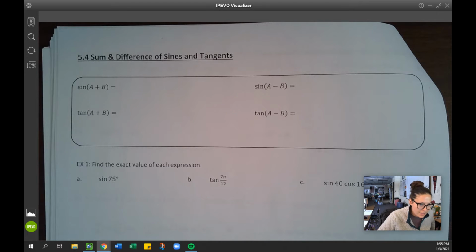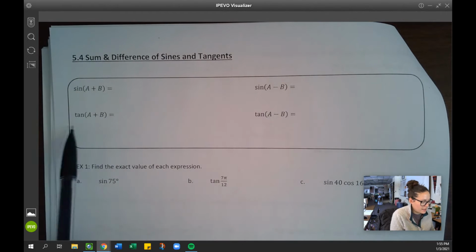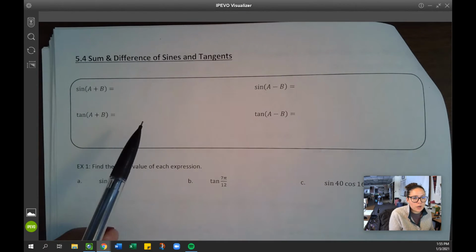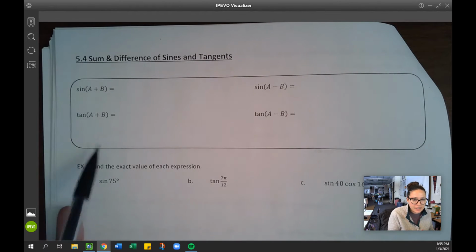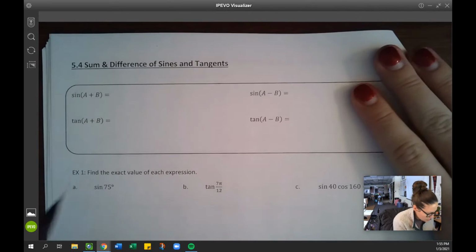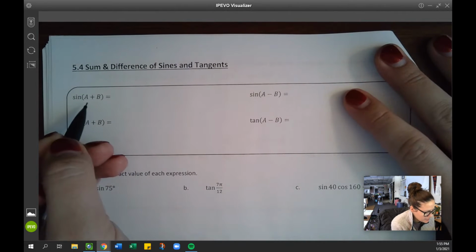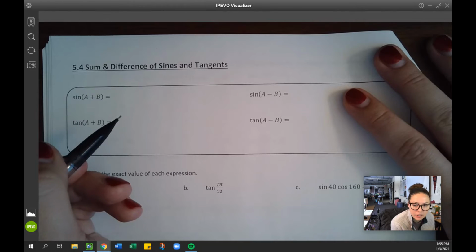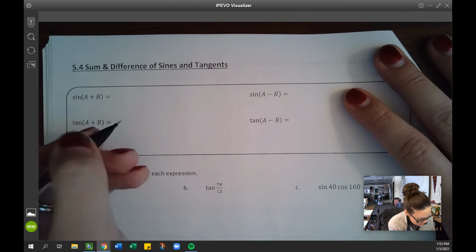All right, here we go with lesson 4. Again, it's going to be similar to 5.3 because we're still dealing with the sum and difference identities. It's just that now we're going to be talking about sine and tangent, right? In lesson 3, we talked about cosine, and now we're kind of rounding it out with these other two. The sine identities are very similar to the cosine identities.